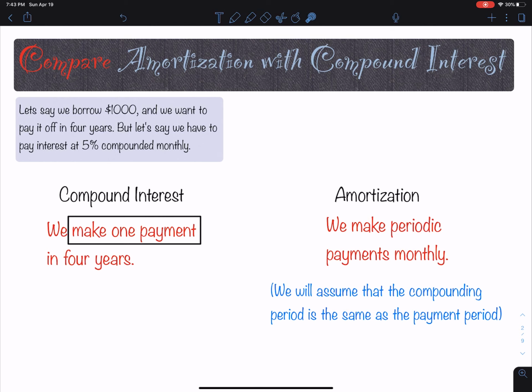But what about amortization? The key with amortization is that we are making periodic payments, right? So you see the difference? We're either making one payment or periodic payments. All right, so now you know the difference between amortization and compound interest. Now, one thing to note is that we will assume that the compounding period is the same as the payment period. So this one mentioned compounded monthly. So we're going to assume with amortization that you're paying monthly if the compounding is monthly. All right, so let's take a look.